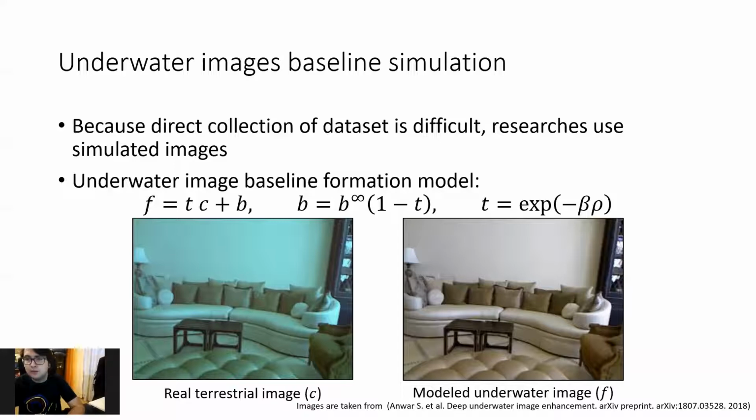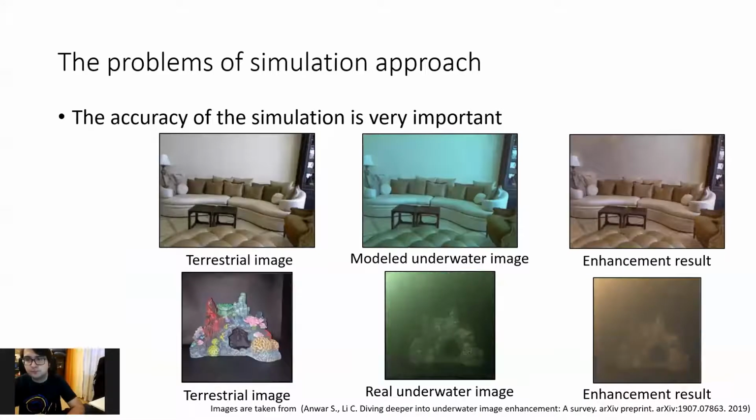The image formation model used in such simulation can be written as follows, where T is a transmission which decreases exponentially with distance to the object, and B is a scattering that, on the contrary, increases with distance. Transmission and scattering vary with channel. And this should be noted because, for instance, transmission for the red channel may decrease faster than for green and blue channels. So it is clear that the accuracy of the simulation is very important.